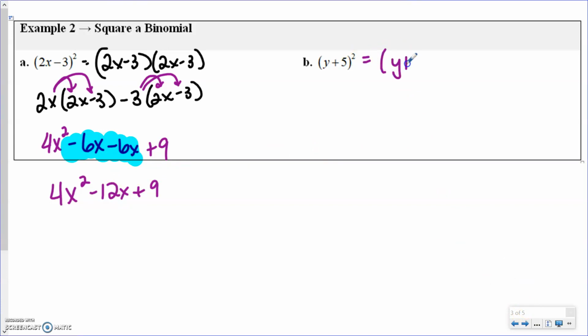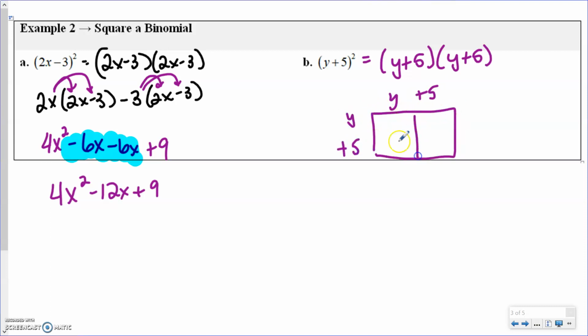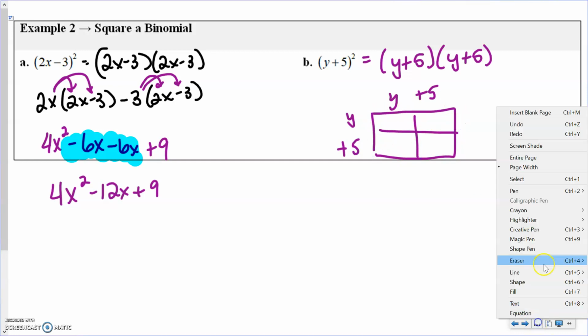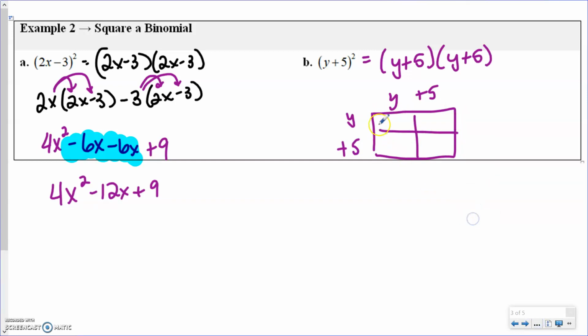Okay, so then we're going to do the same thing for this next one. If we're squaring something, it's the same thing as writing it twice. So if I set up my box, y plus 5 and y plus 5, y times y is y squared. 5 times y is 5y. 5 times y is 5y, and 5 times 5 is 25.